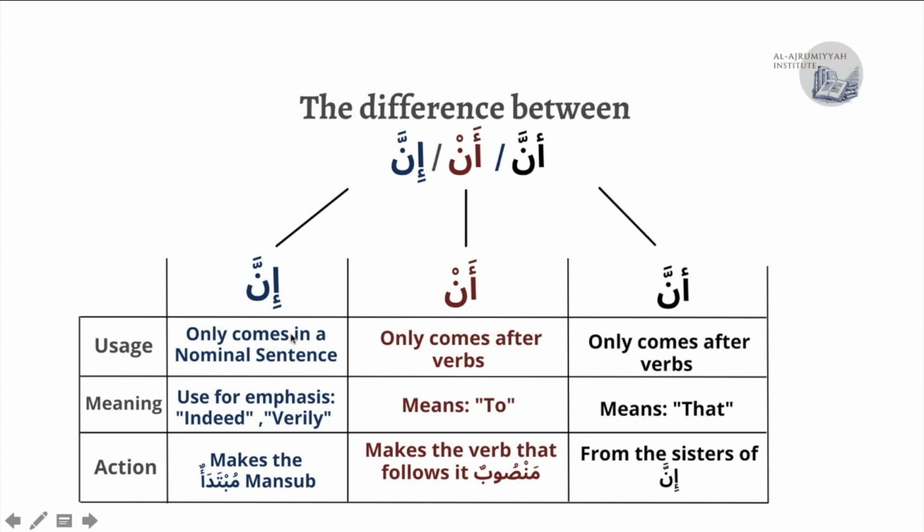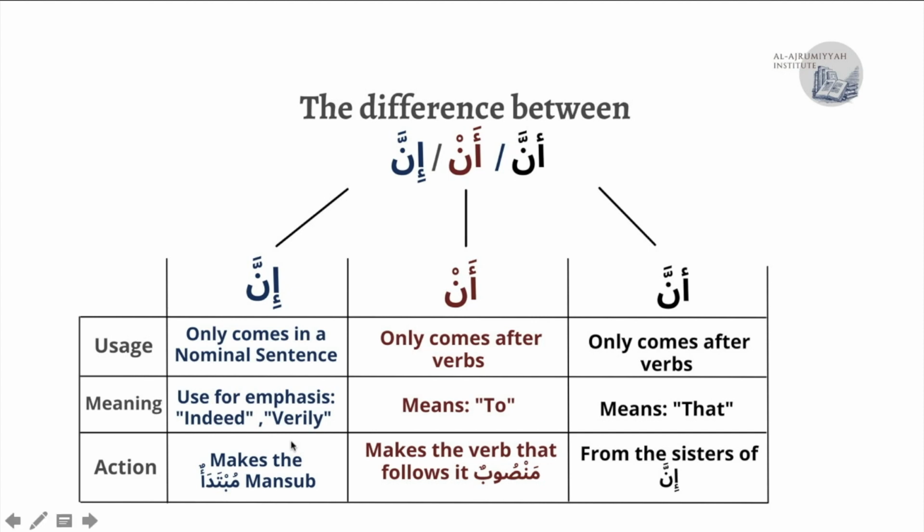The usage of inna is that it only comes in a nominal sentence. So inna is only used in a nominal sentence. More specifically, it comes at the beginning of a nominal sentence. And we're going to bring examples for these later on. An only comes after verbs. And also anna only comes after verbs. So they're only going to come after verbs.